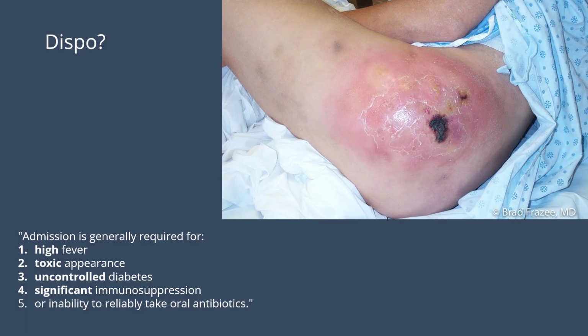So if you look at the textbooks, it says admission is generally required for high fever, toxic appearance, uncontrolled diabetes, significant immunosuppression, or inability to reliably take oral antibiotics. And you'll notice that's problematic because high fever, what's the definition? I'm not really sure. Toxic appearance, okay, I agree with that. Uncontrolled diabetes isn't very clear. Immunosuppression that's significant, not clear. And then sure, I agree with inability to take antibiotics.